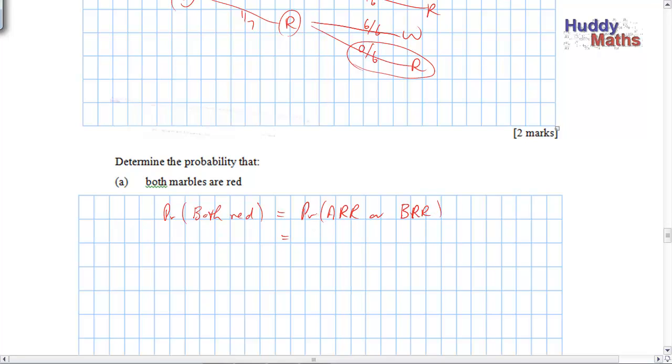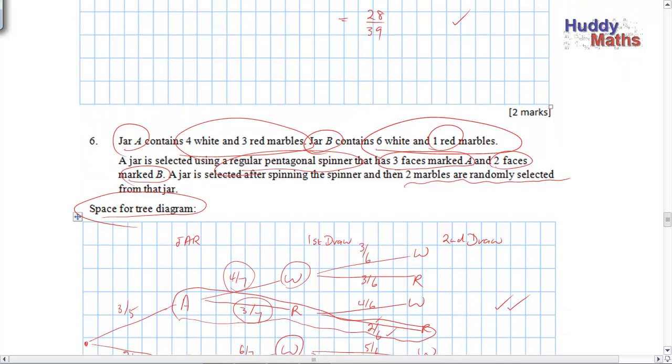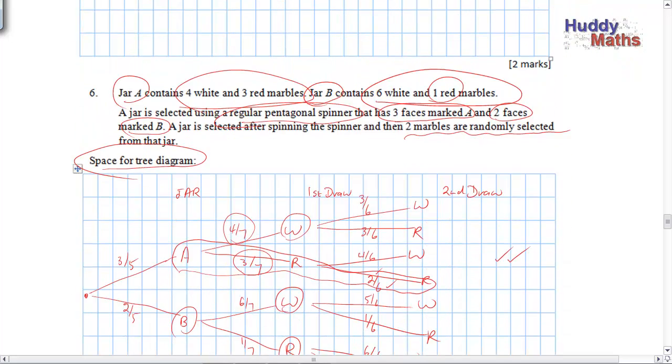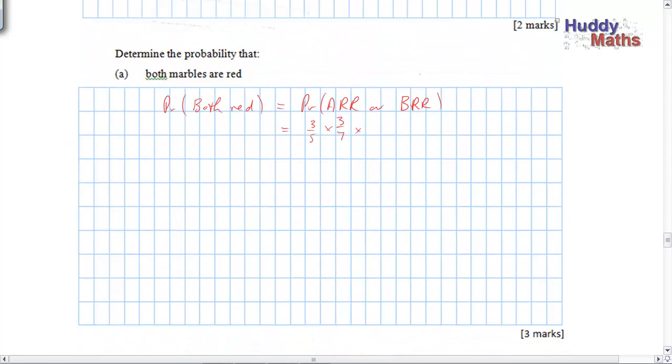Now, probability A red red is 3/5 by 3/7. A red 3/7. Hang on, just check that up there. Oh yeah, 3 red. Yep. So 3 red, yep, and 2/6. I thought it was the other way around. So 3/7 by 2/6 plus jar B, but you can't get a red, so that one bombs, as we saw above.